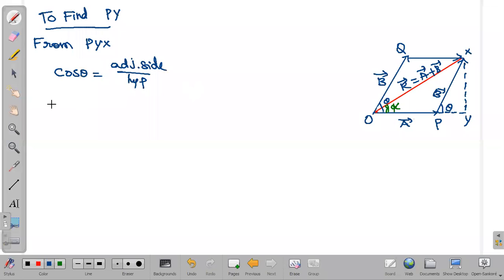Now cos theta is equal to the adjacent, PY, by the hypotenuse, B. So I want PY, which we can write as B cos theta. So PY we got.